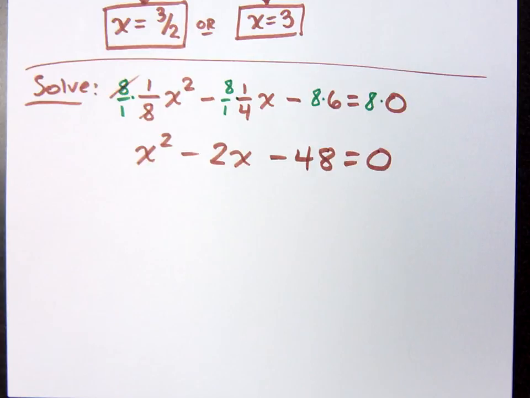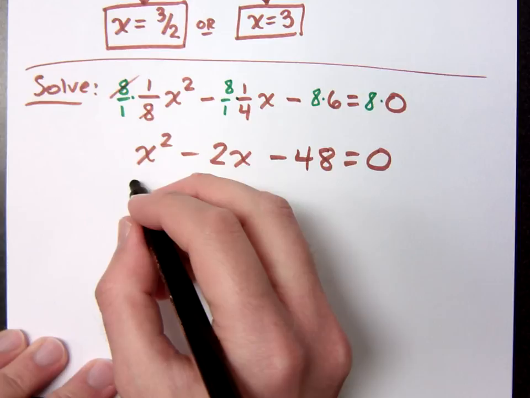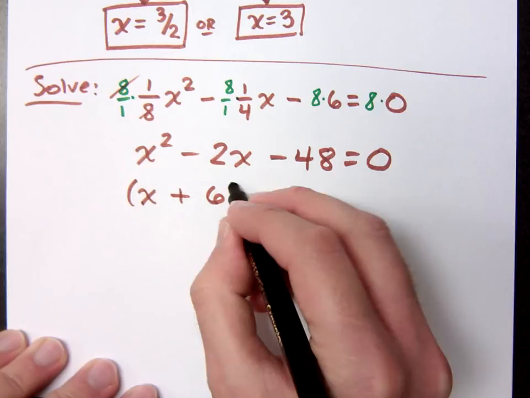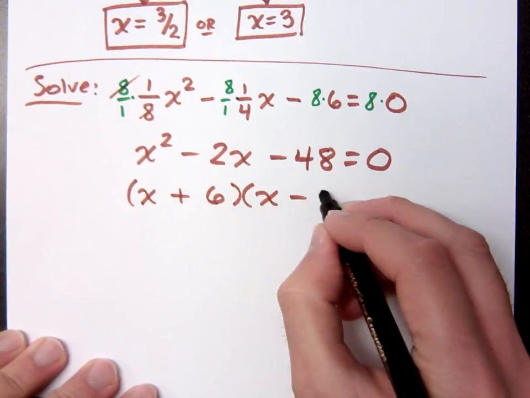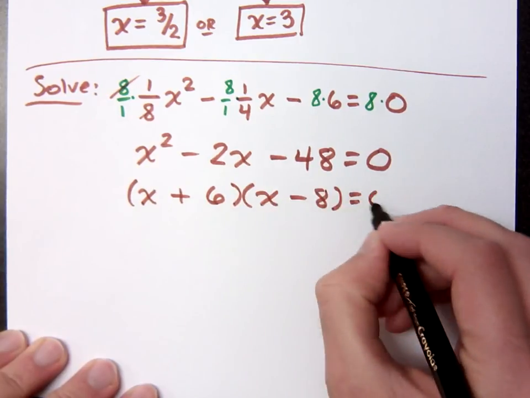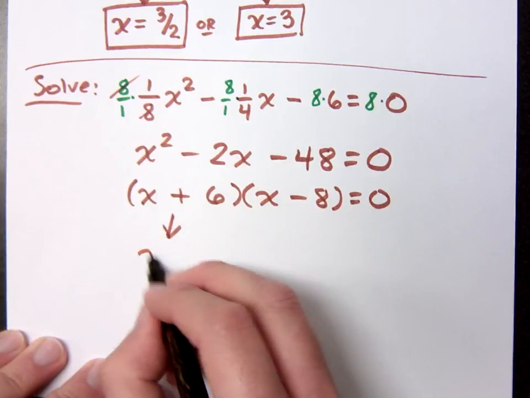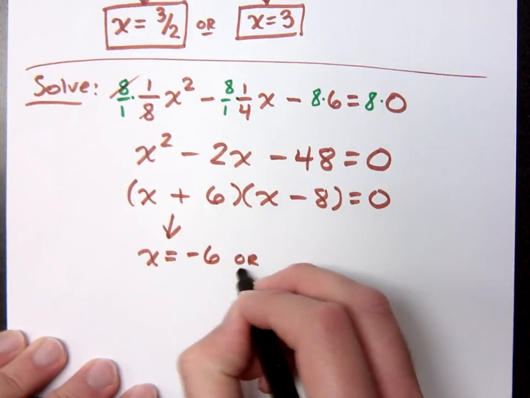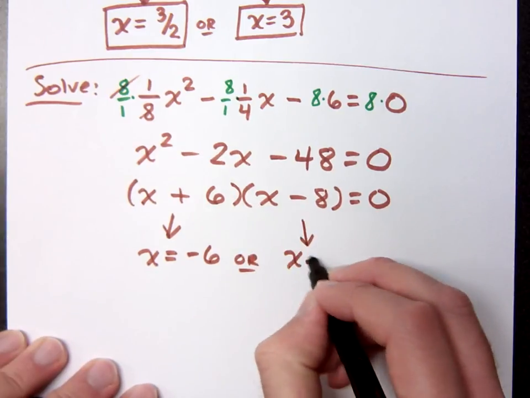Now that you write it that way, no problem, right? What are you going to do now? How does it factor? x plus 6 times x minus 8. Yes. Equals 0, which means x equals what? Negative 6 from here, or what? Positive 8. x equals positive 8.